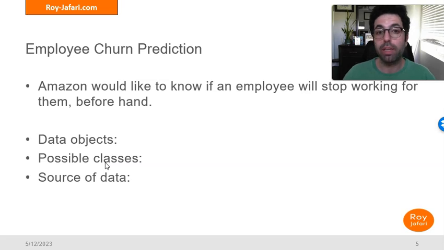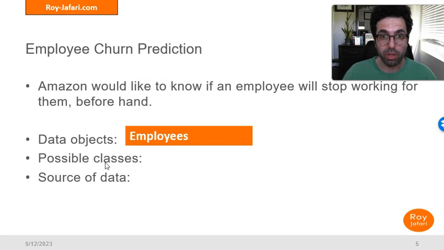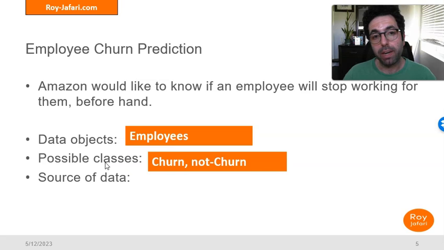So Amazon would like to be able to reduce these costs. One of the ways that they can do that is by making sure that they do not lose employees. This is a case study. We assume that Amazon was trying to do this, and in this case study, our data objects are employees, right? So we are modeling employees, and the target prediction, or the dependent variable, here is churn or not churn.